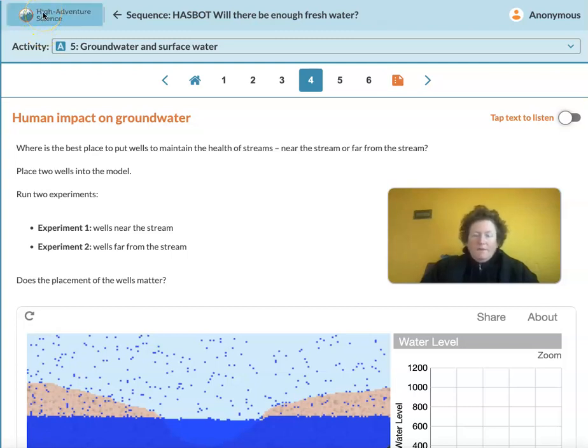We're doing High Adventure Science, which is at learn.concord.org, and we're doing Will There Be Enough Fresh Water? We're on Activity 5, and we're on page 4.